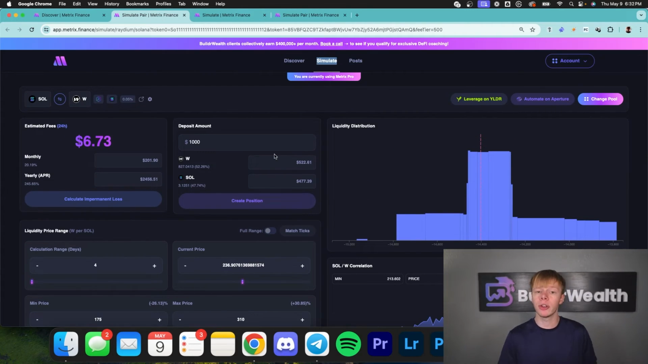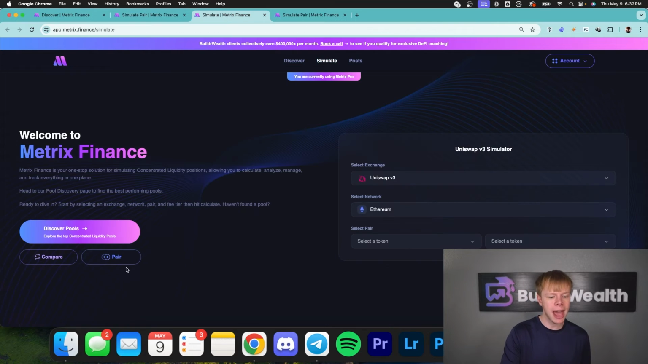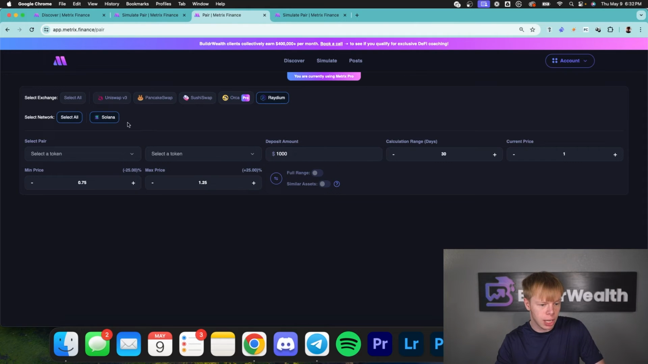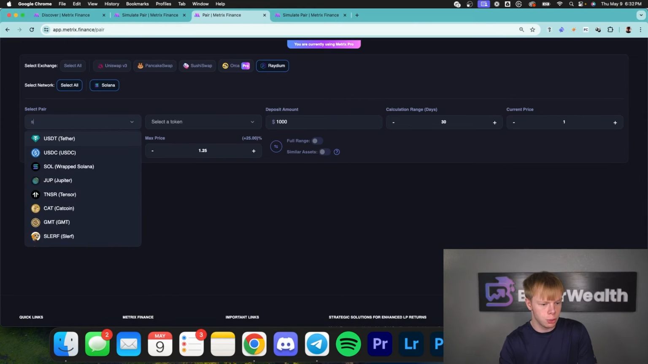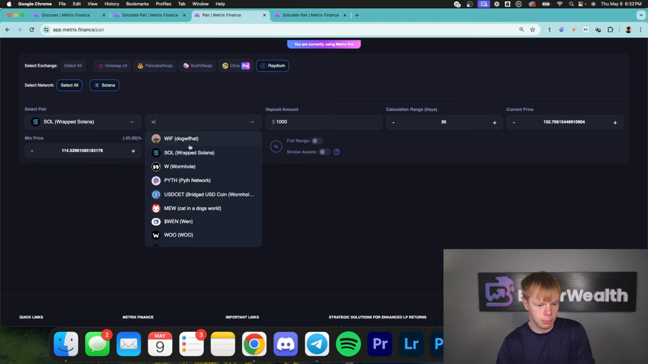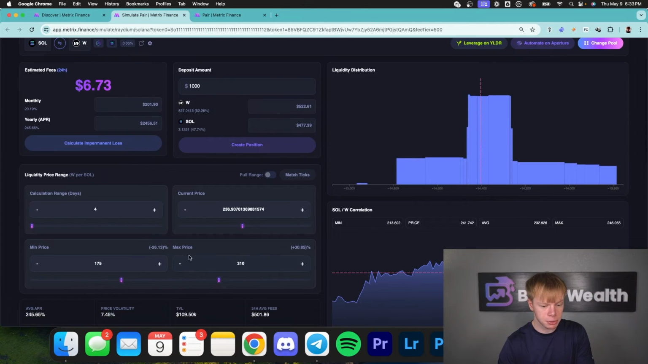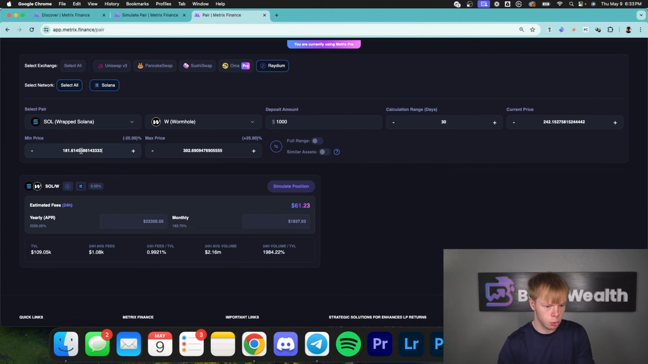Now remember how I said earlier in the video that there is a feature that's going to allow us to look at every single pair to make sure that we're getting the best possible return. We head back over to the simulate page and we go right into pair. What we can do is select Raydium and specifically look at Raydium pools. So if we do Sol over here and then W token over here, we can type in our range, which remember we determined was going to be 175 to 310. So we'll throw that range in, 175 to 310.